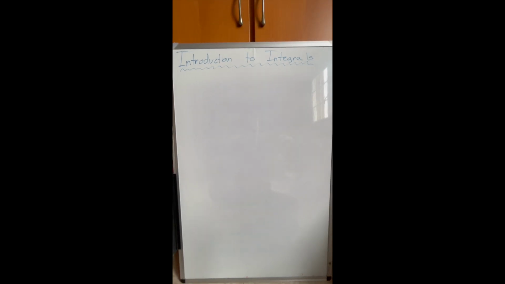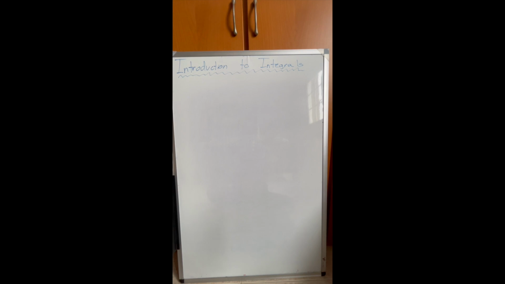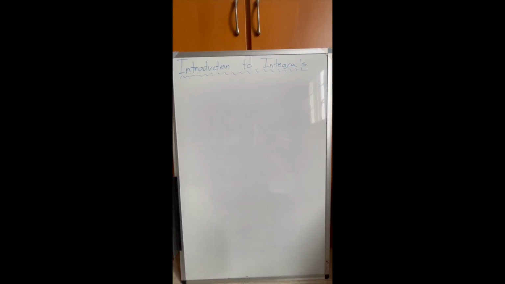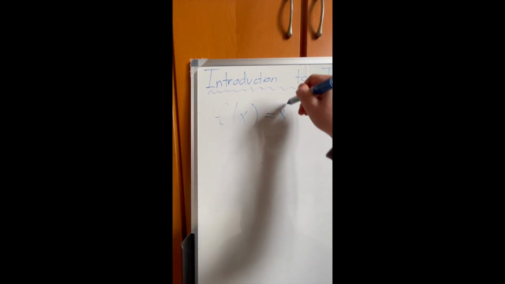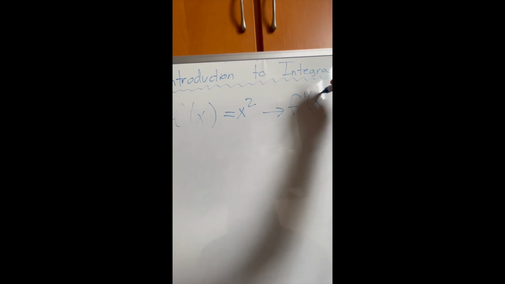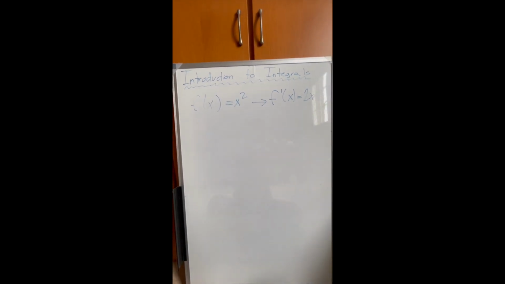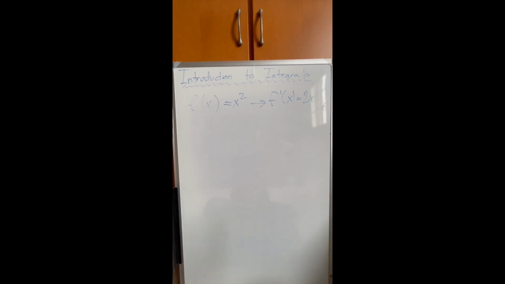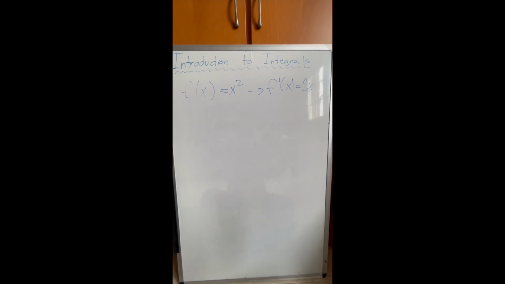Well, remember when we talked about derivatives? The derivative of a function gives us the rate of change of that function. For example, if we have the function f of x equals x squared, our derivative was 2x. So, in simple terms, the derivative tells us how fast f of x is changing at any point.